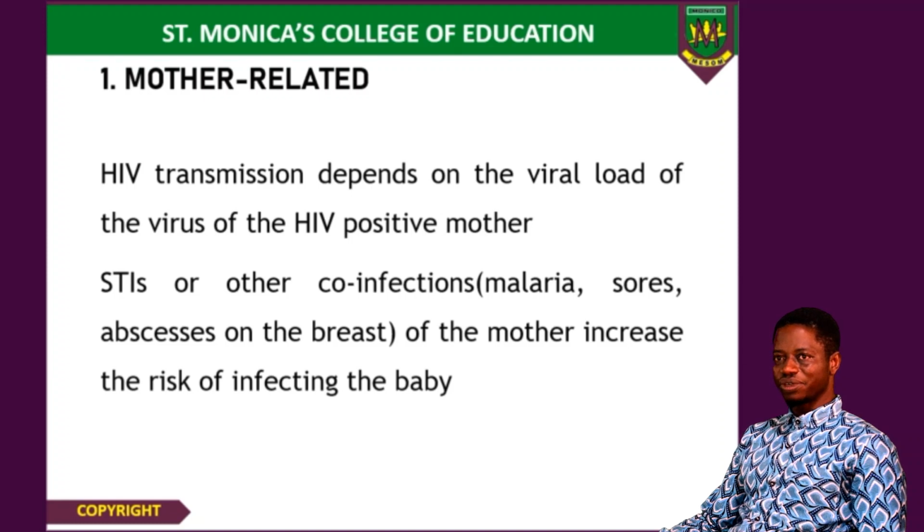Then STIs, we are talking about sexually transmitted infections, such as gonorrhea, chlamydia, chancroid, and the rest. And co-infections, for example, malaria, sores, and abscesses on the breast. When we talk of abscesses, they are lesions. They are some rashes on the breast which contain some fluid. Immediately you touch it, it bursts. So this in the mother increases the risk of infecting the newborn baby.